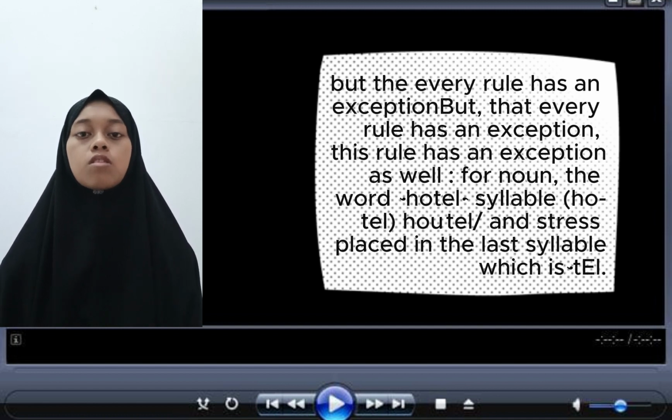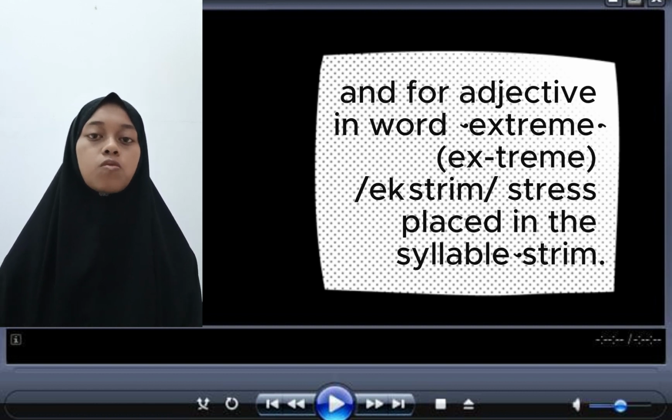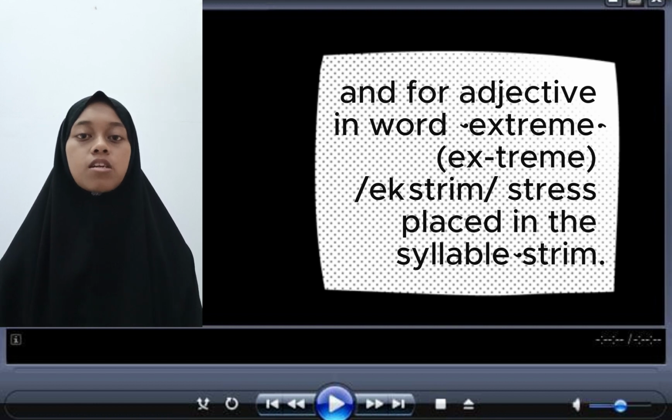But every rule has an exception. This rule has an exception as well. For nouns, the word hotel, syllables ho and tel, and the stress is placed on the last syllable, which is tel. So it's pronounced like hotel. And for adjectives, in the word extreme, the stress is placed on the syllable treme, so it is pronounced like extreme.